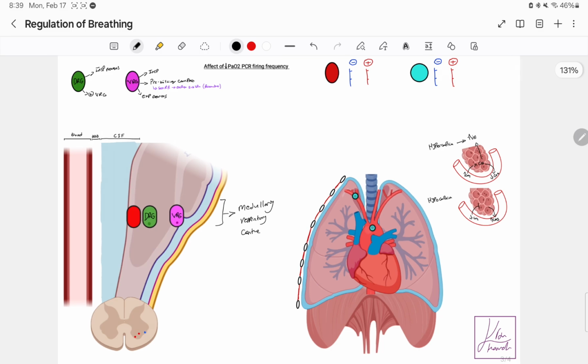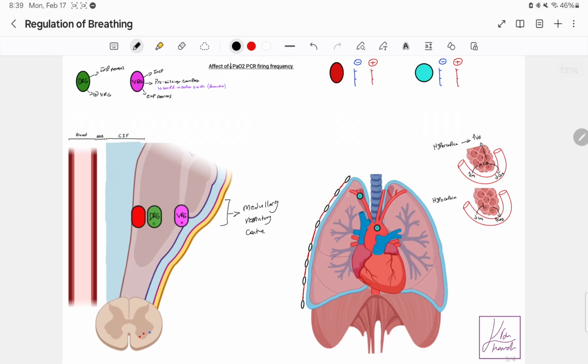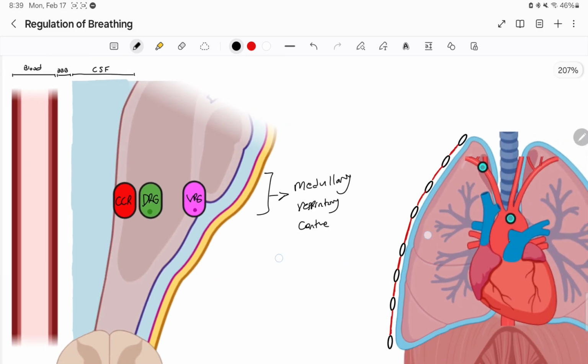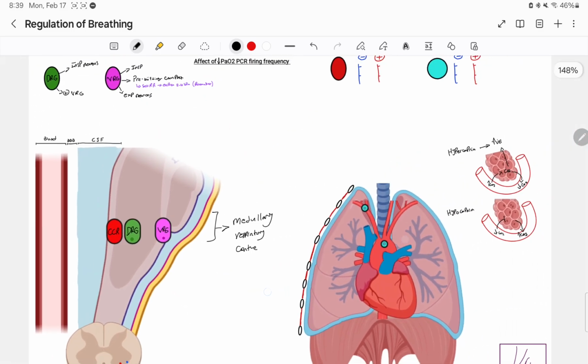All right, so a little bit more about those receptors that I was talking about, the central and the peripheral. Well, I said that the central chemoreceptors are actually found in the central nervous system, which we know is the brain and the spinal cord. And we know that the medullary respiratory center is in the brain. So this red guy right here would be called the central chemoreceptors, because they're in the CNS.